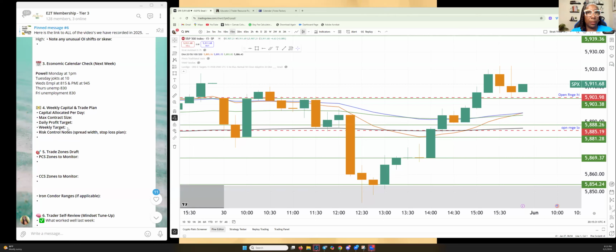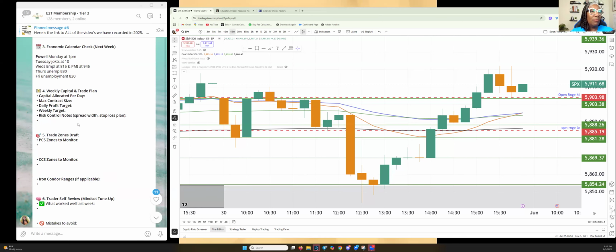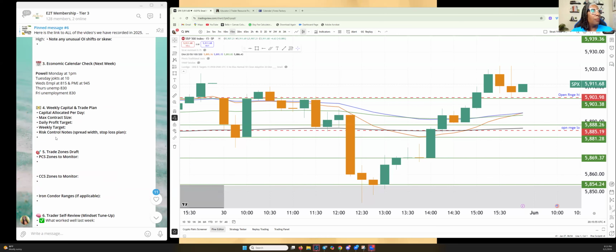What's your weekly target? Sometimes you start with the weekly and then work backwards. If you say, I want $250 a week or $500 a week, then you back it up. And if you make that money in two to three days, then you can stop. We can be out of trades on Friday. That Friday took a lot out of me, but we made it.